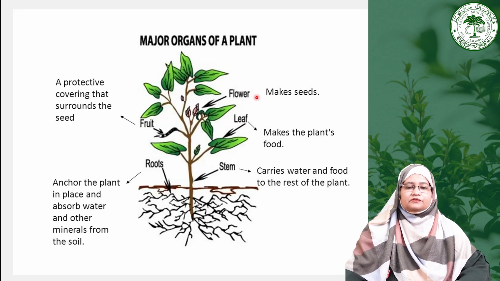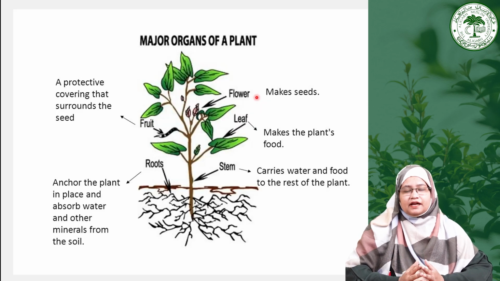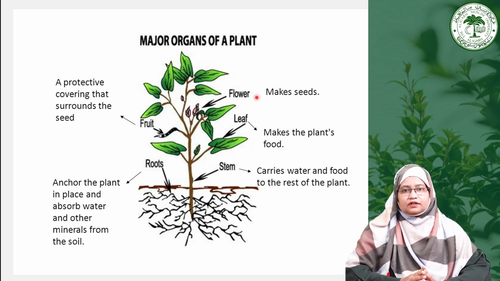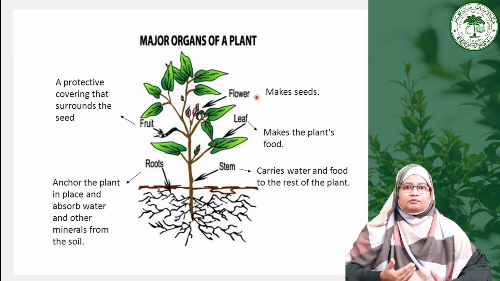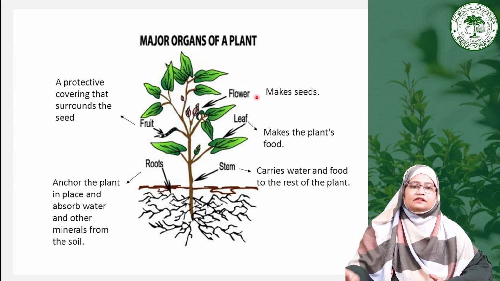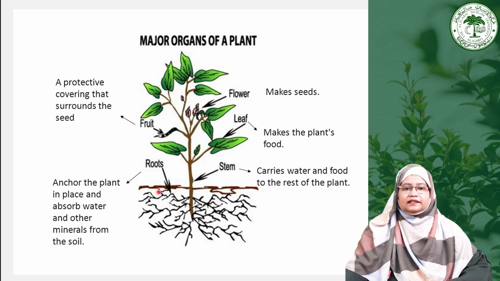So these are the habits of plants. Now moving towards the major organs of a plant. As we have already discussed, on the basis of life cycle, plants are annuals, biennials and perennials, and on the basis of their habit they are herbs, shrubs, trees, creepers or climbers. And if we see a single plant, its major organs are divided into two main parts, either the root system or the shoot system. So these are the major organs.